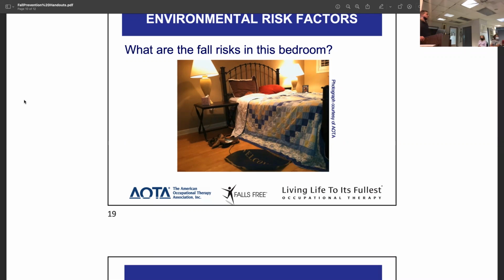Is there a standard height for a bed? Most beds, if you went to the store to buy one? Depends on the mattress. It does, yeah. Because they're getting higher and higher.